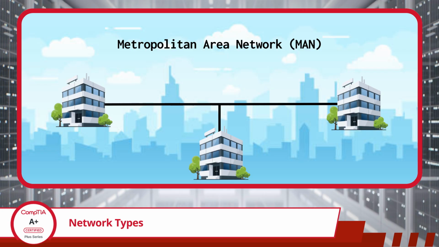Metropolitan Area Networks, or MANs, cover an area larger than a LAN but smaller than a WAN, typically spanning a city or a metropolitan area. They are used to connect multiple LANs within a geographical area, allowing organizations and buildings to share resources at high speeds.